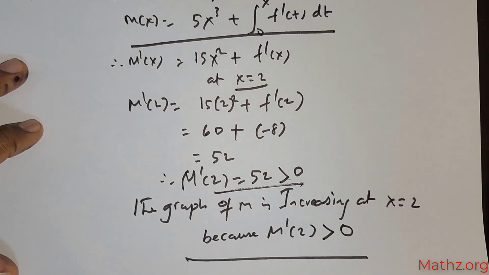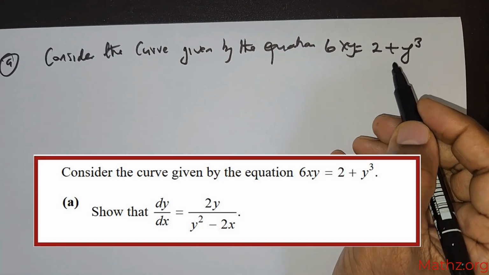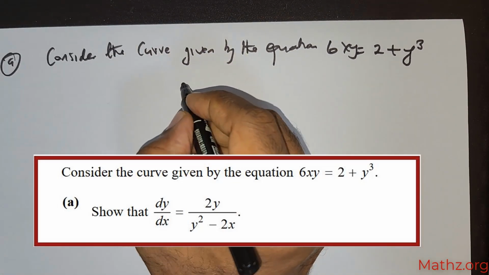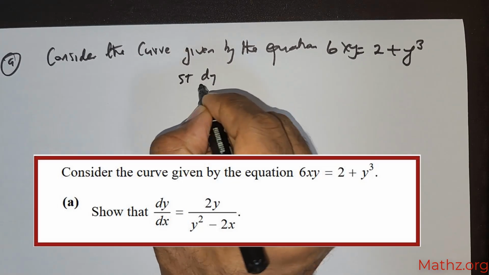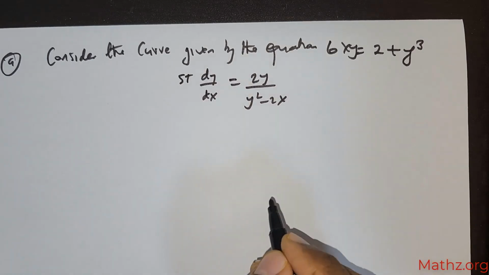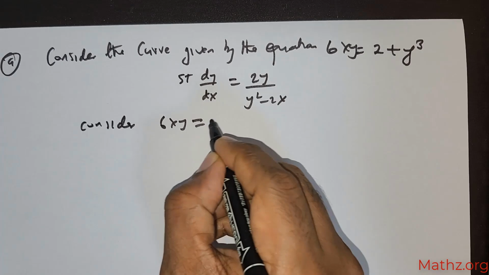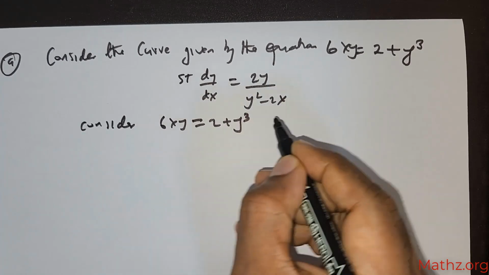So we move on to the last one. So this is the last question. Consider the curve given by the equation 6xy = 2 + y cubed. We are expected to show that dy/dx is equal to 2y divided by (y squared - 2x). So let me start off like this. Consider 6xy = 2 + y cubed.